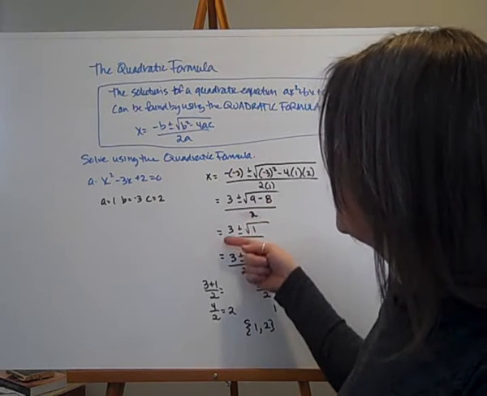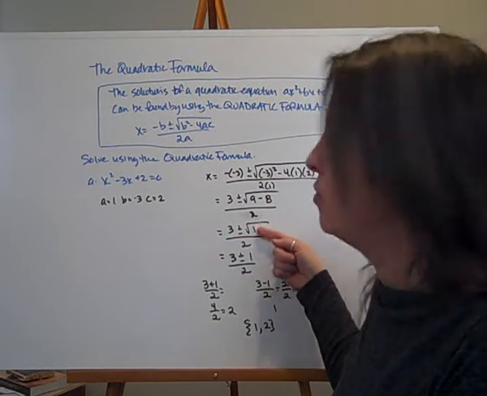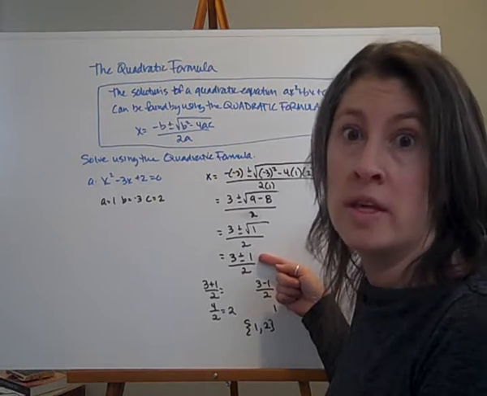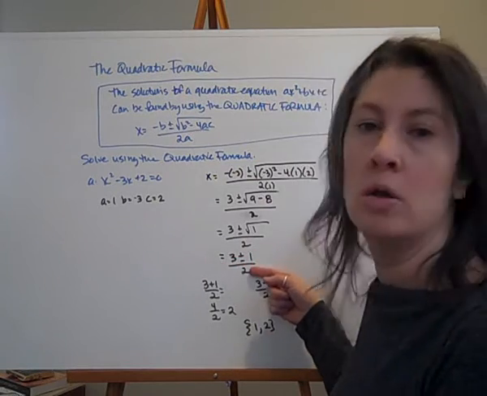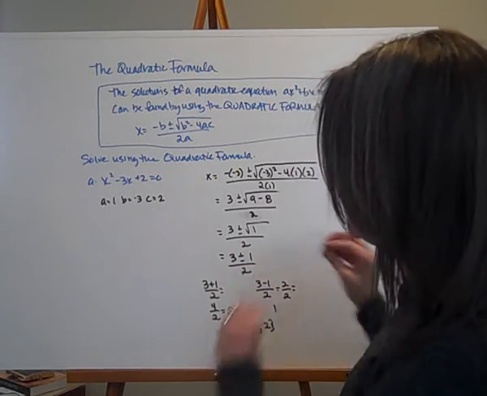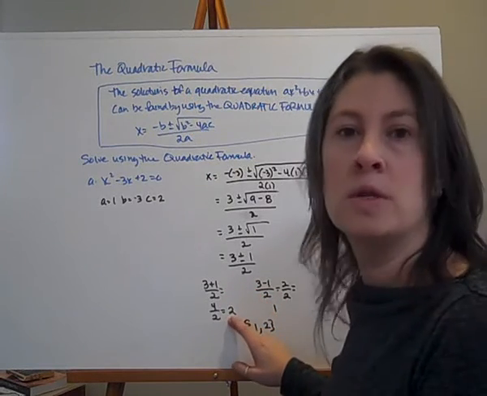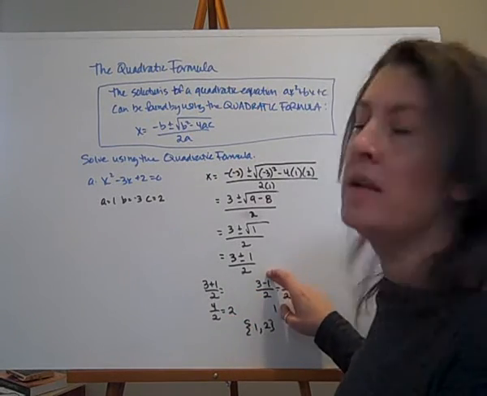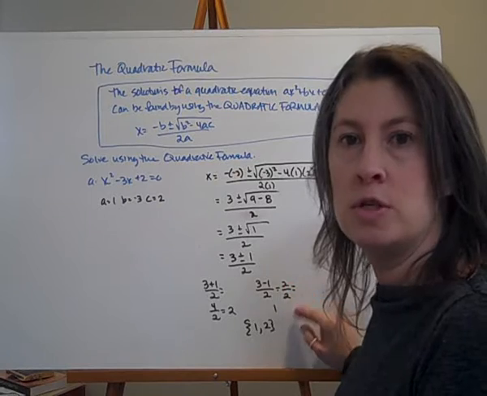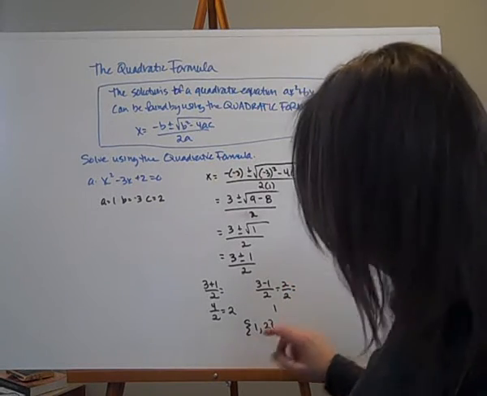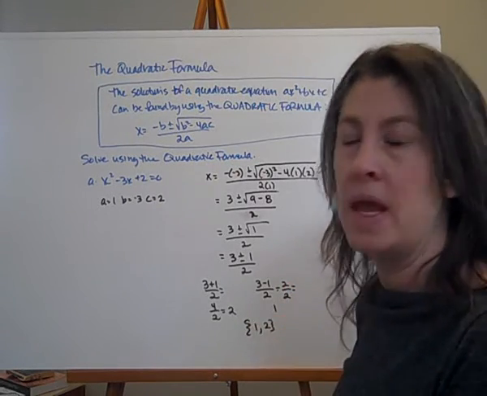As I continue to simplify this, I have 3 plus or minus the square root of 1. Square root of 1 is 1. That's very friendly. So 3 plus or minus 1 all over 2. So I'm going to split this up at this point. I have 3 plus 1 over 2, which gives me 4 over 2. One solution is 2. And I have 3 minus 1 over 2. That gives me 2 over 2, which means one of my solutions is 1. So I have two solutions here, 1 and 2.